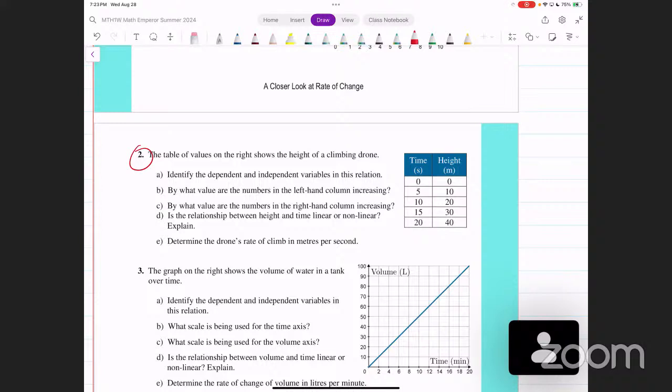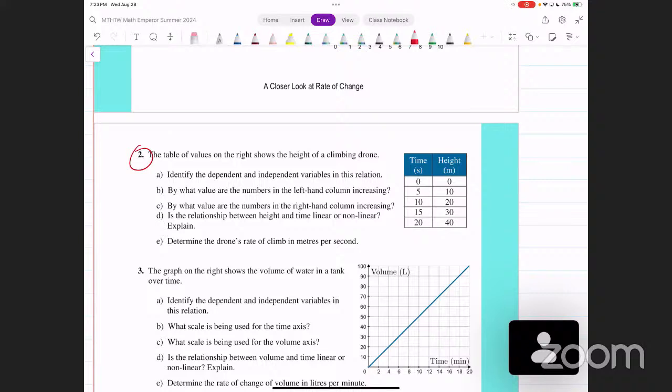So the first one is asking which one is independent, which is dependent. When you get a table of values, this is X, this is Y. The Y is always dependent, X is always independent, because the height changes when the time changes, not the time changes when the height changes. So time decides the height. Time is not controlled by somebody, the height is based on it. So this is independent, this is dependent. And now the rest is pretty straightforward, you know what to do.